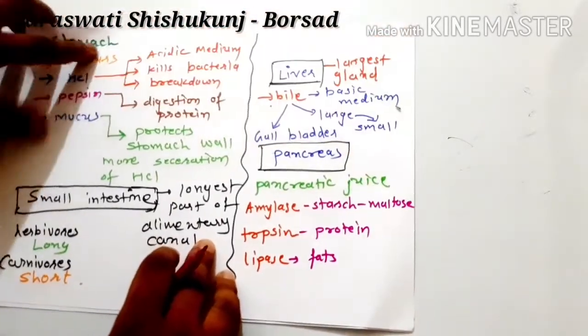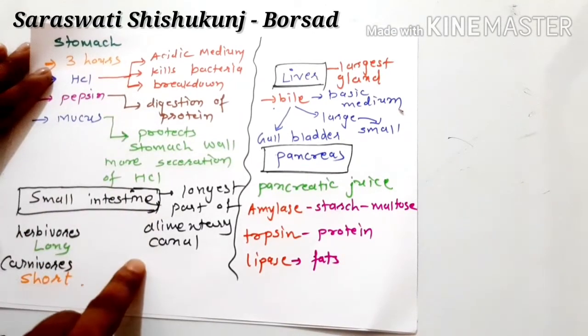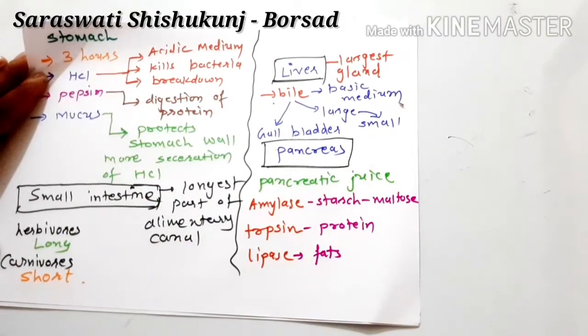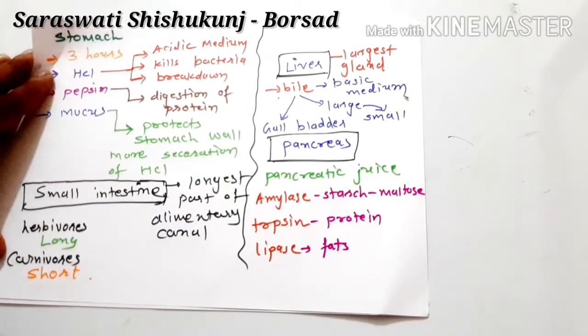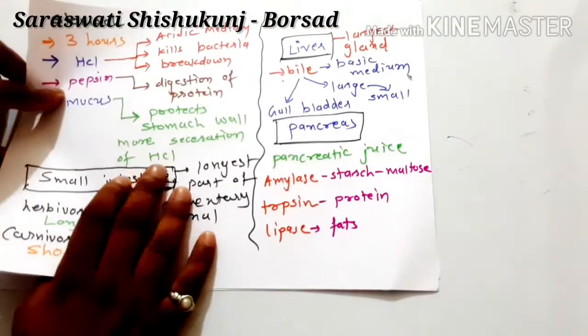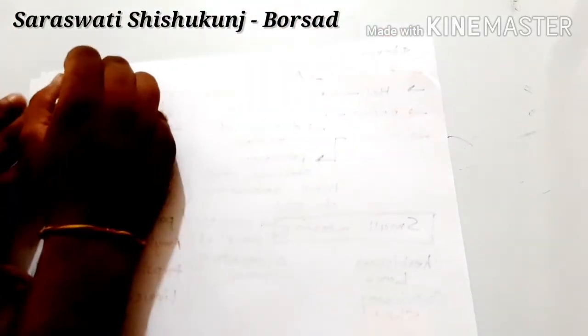So this way digestion happens: from the stomach, food goes to the small intestine, and in the small intestine, from the liver and from the pancreas, these different juices will be secreted, and they will help us in digestion. Now from the small intestine, food will move to the large intestine. Now what happens in the large intestine?